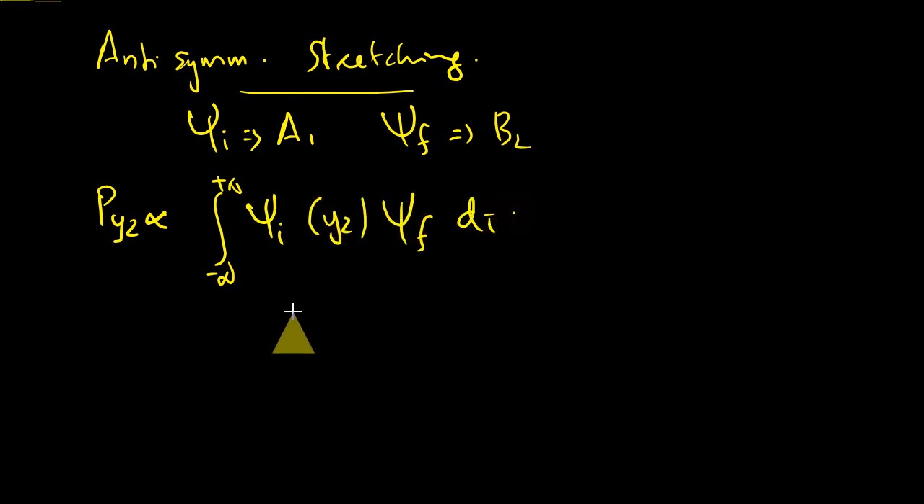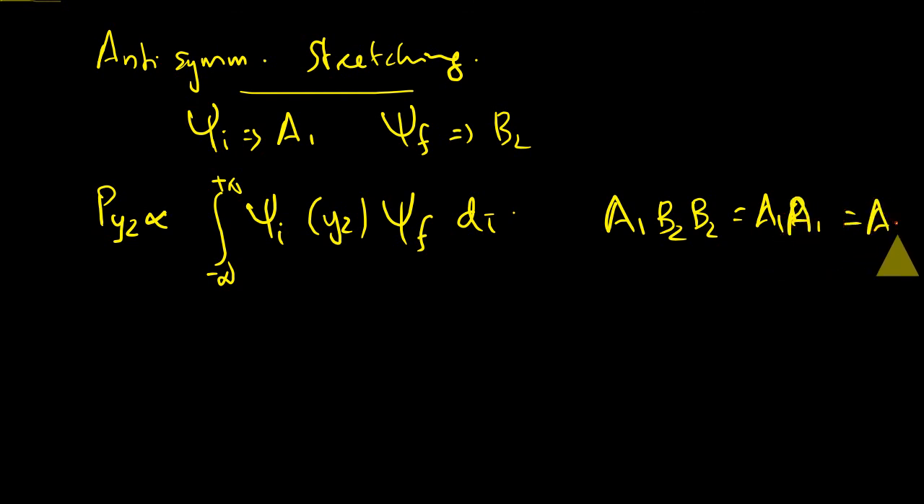tau. And whether this integral is 0 or non-zero depends upon the symmetry of these 3 terms. Psi I has A1 symmetry. YZ has B2 symmetry, we have already seen. And psi f also has B2 symmetry. So what about B2, B2? B2, B2 is equal to A1. Therefore, we can write A1, A1, A1, so that is equal to A1.